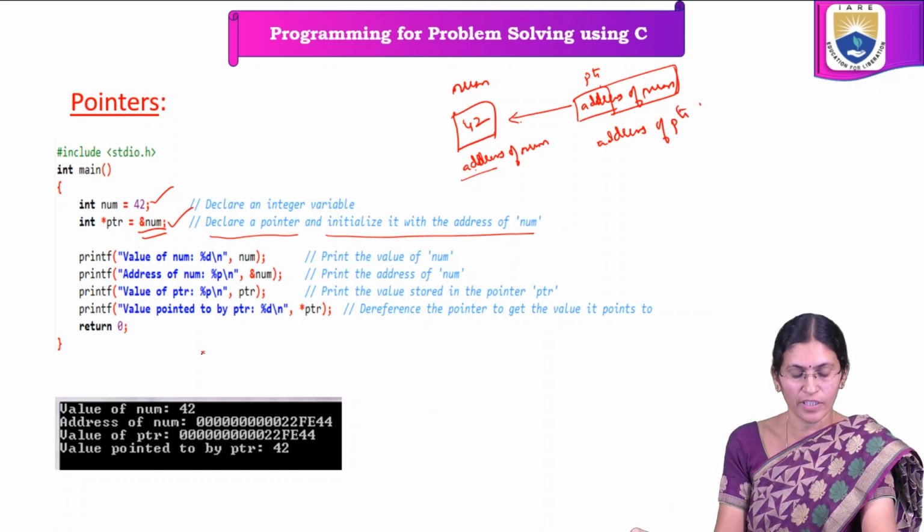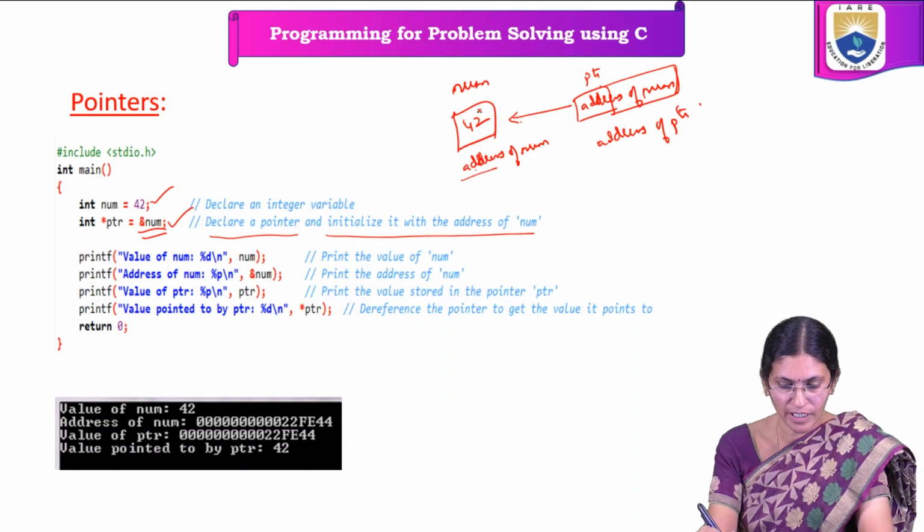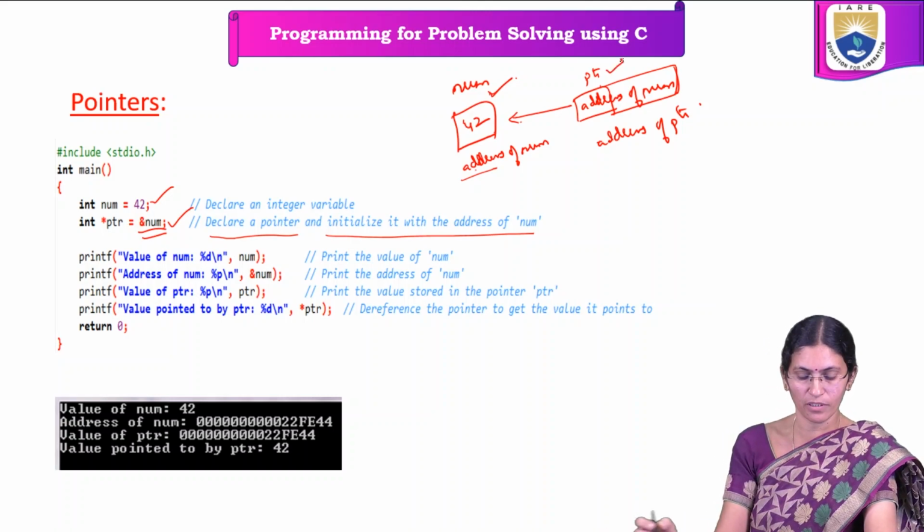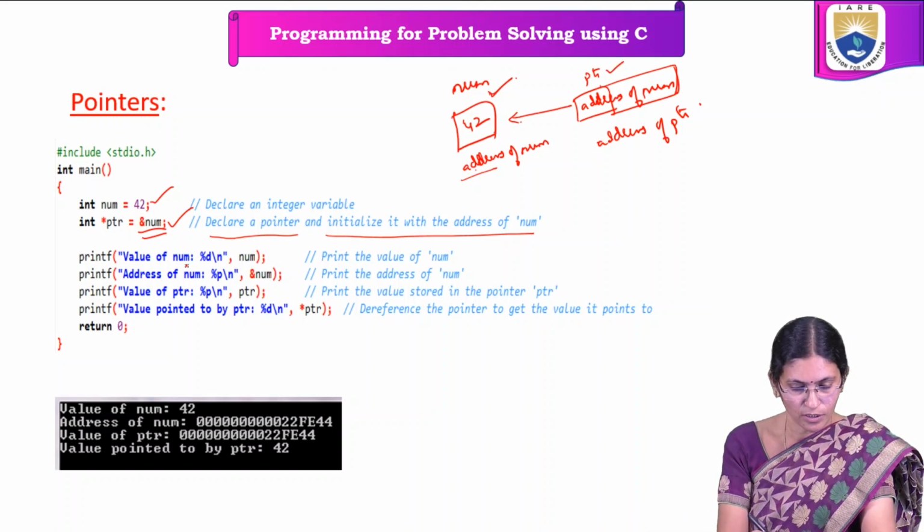Now with these 4 statements, we are trying to print. So we can access the value of num by using num as well as the ptr pointer variable. How can we do this? Let us see. Value of num is %d and then num. So this is going to print the value 42. Corresponding statement is 42. Output is 42.